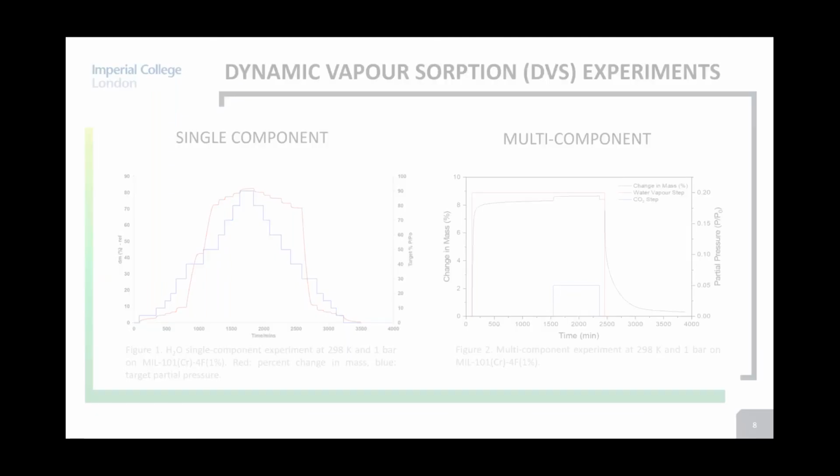Just to name some of the advantages of using DVS: we only need a very low amount of sample, usually 10 to 15 milligrams. We can use ambient pressure and temperature conditions, and we can replicate flue gas, CO2, and water composition. It is also a relatively fast experimental measurement, and it's close to real-world conditions, or tries to imitate that.